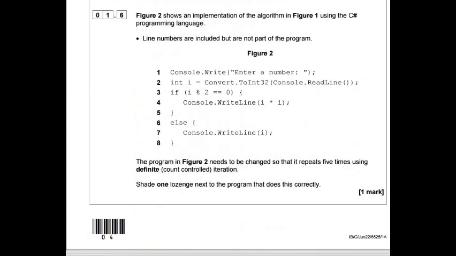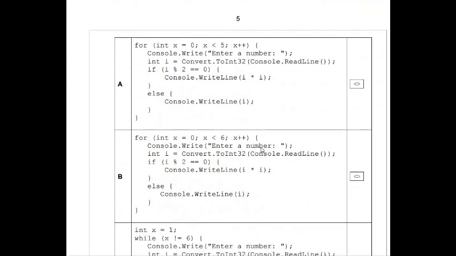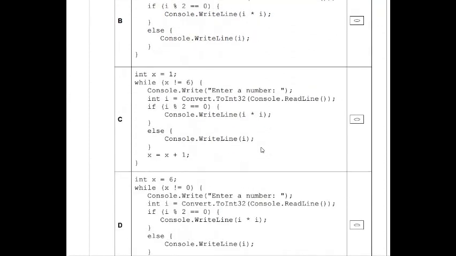And then finally, 1.6 on that question. Figure 2 shows an implementation of the algorithm in figure 1 using C#. The line numbers are included, but they're not actually part of the program. The program in figure 2 needs to be changed so it repeats 5 times using definite count-controlled iteration. We're going to shade one lozenge next to the program that does this correctly. Out of the lozenges, we've got A, B, C, or D.